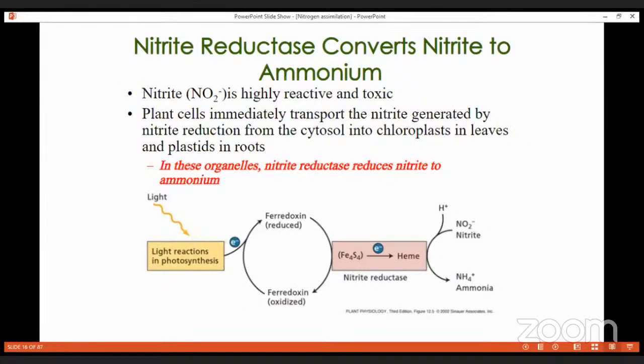So coming to the next enzyme that we have discussed in the nitrate assimilation: now we have converted nitrate to nitrite. Now nitrite we have to convert into the ammonium. So for that we require nitrite reductase, which converts the nitrite into the ammonium. Nitrite is also highly reactive and toxic to the plants, and that's why plant cells immediately transport the nitrite generated by the reduction of nitrate from the cytosol into the chloroplast of leaves and plastids in the root system. So these organelles contain the nitrite reductase, which converts it into the ammonium form. Okay. So basically, it is also utilizing energy where it is creating the ammonia from the nitrite.